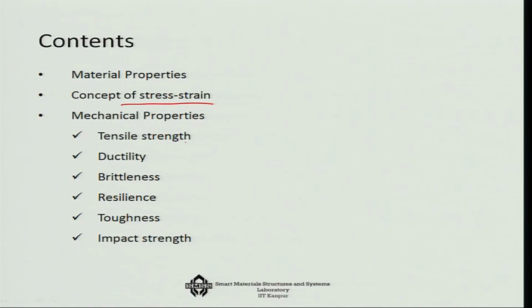For example, the tensile strength, the ductility, brittleness, resilience, toughness, impact strength of a material. These are the things that we generally need when we have to develop a product or an engineering system which has to sustain a degree of mechanical loading. So, first of all, let us look broadly into the material properties.